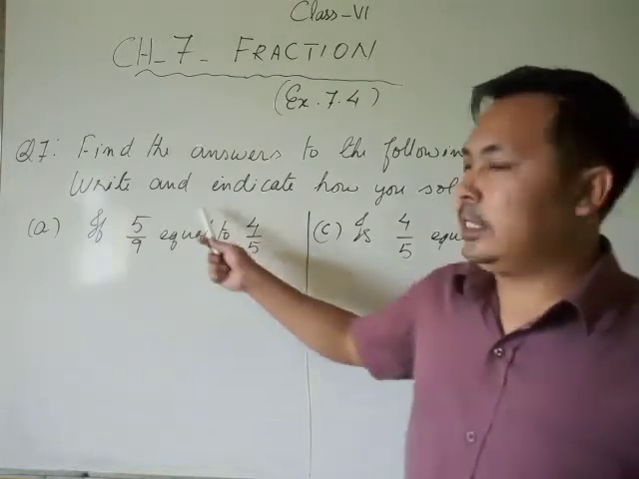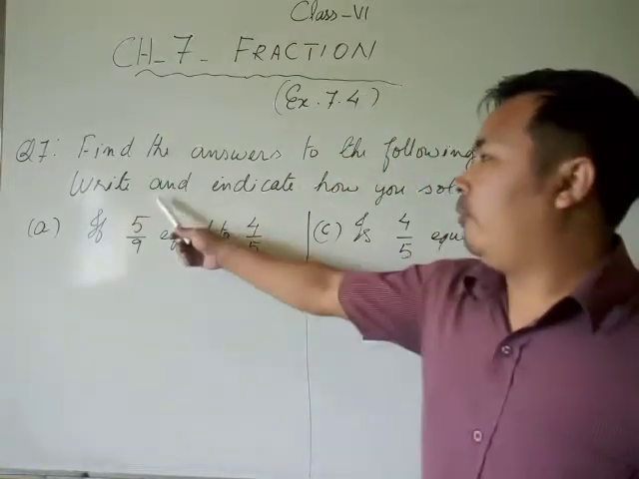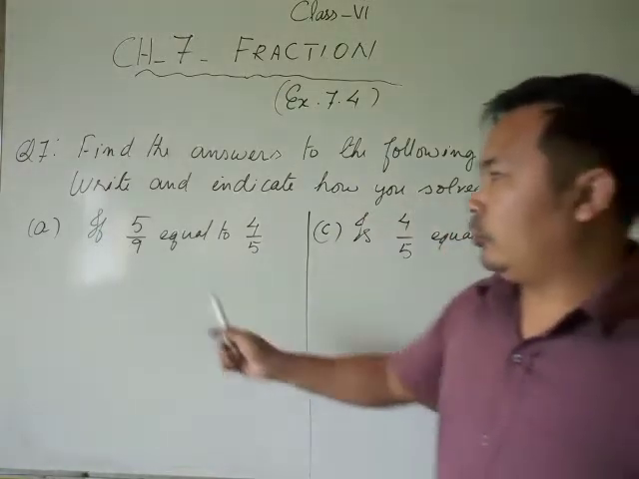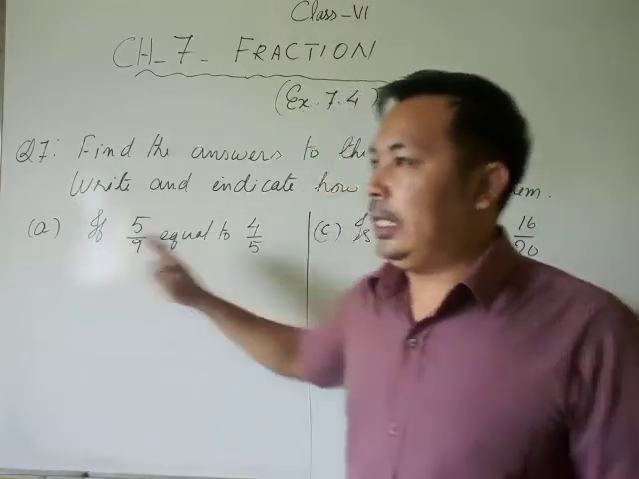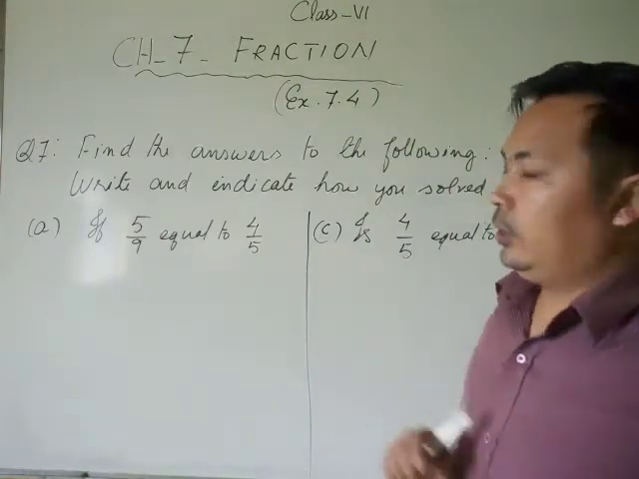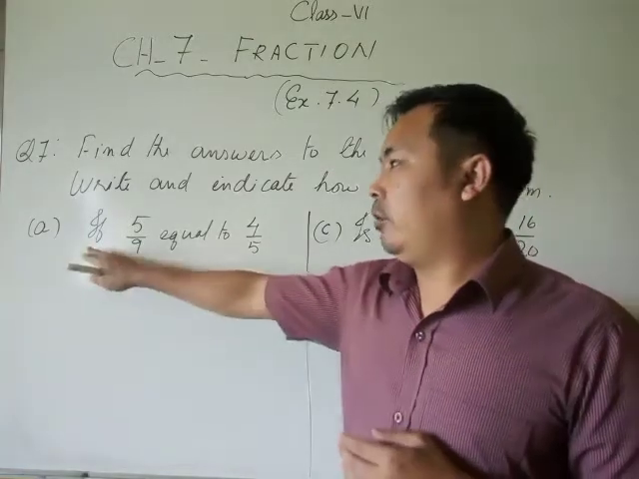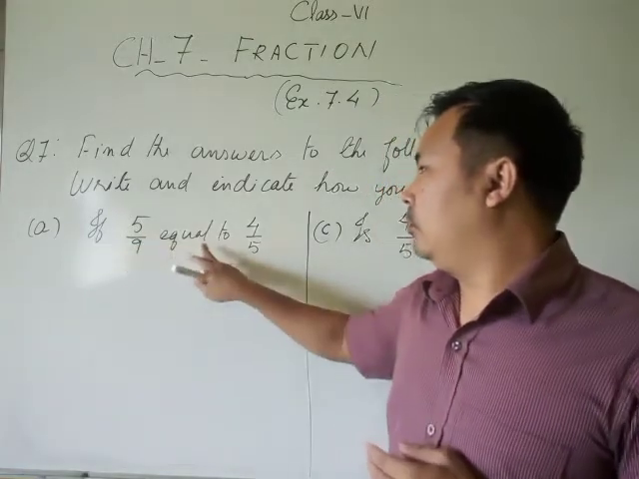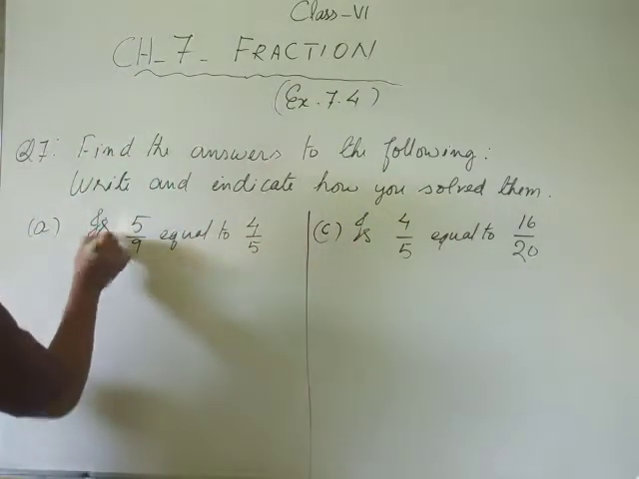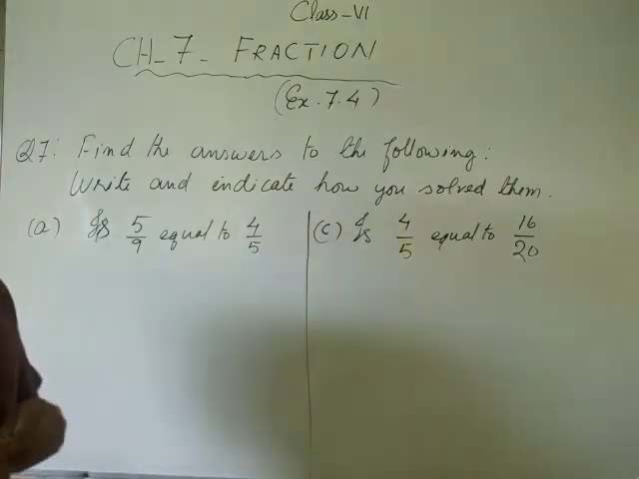Question number 7 is asking you to find the answers to the following and indicate how you solve them. So what is the question? Parts A, B, C, D are there. Two I'm leaving for you and two I'm showing you. We just have to check whether it is correct or not. Is 5 by 9 equal to 4 by 5 or not? Yes or no, that is what we are going to find.